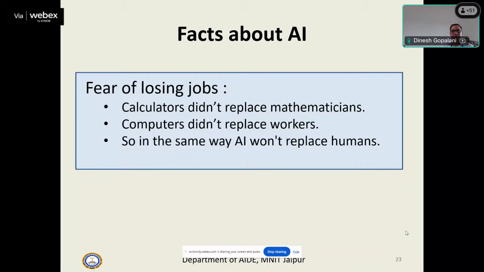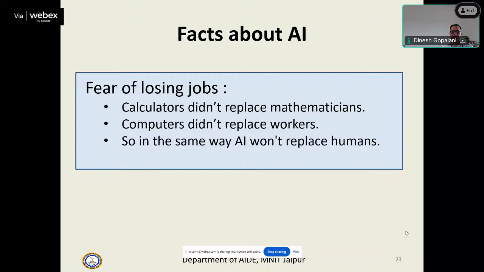Now coming to the fear of losing jobs. So similar fears were there earlier also. When the calculators came, that time also there was a fear that they are actually going to replace all the mathematicians, but it did not happen actually. Calculators never replaced the mathematicians.